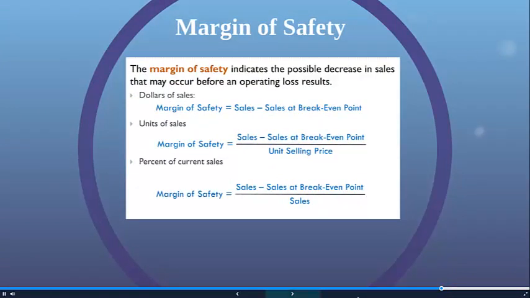Another equation we use is the margin of safety. Your margin of safety is basically the cushion you have over your break-even point. So your margin of safety in dollars is sales minus your break-even sales dollars. Your margin of safety in units would be sales minus your sales at break-even point, over that unit selling price. So we use these equations to show us how much over our break-even we actually are. If you think back to that graph that we showed earlier, again, this is your point after your break-even.